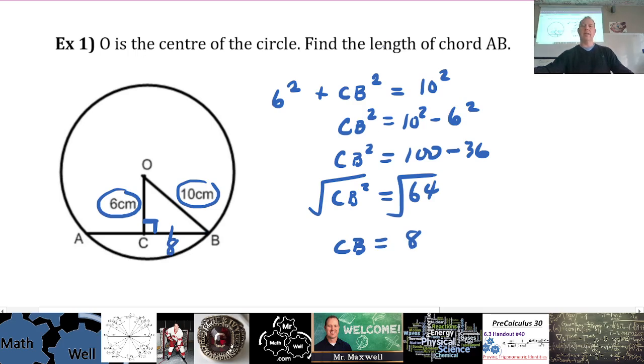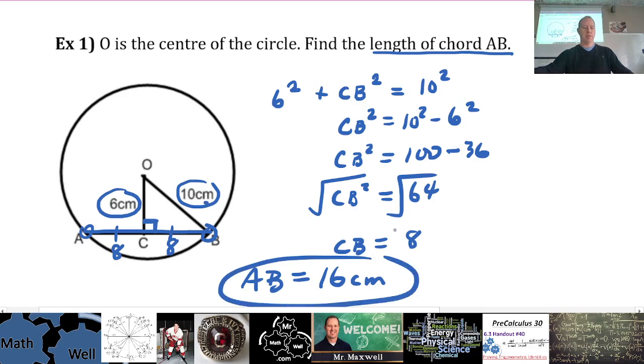So the question says find the length of chord AB. AB is going to be double the value that we found over here. So it's going to be 8 times 2. So AB is 16 centimeters, because centimeters are the units given in the question.